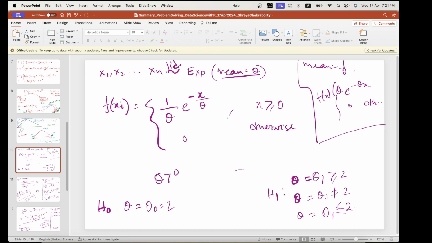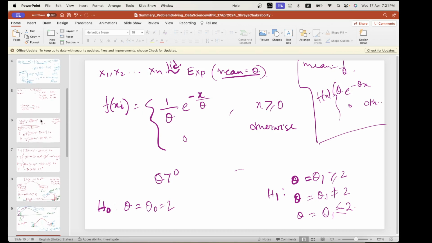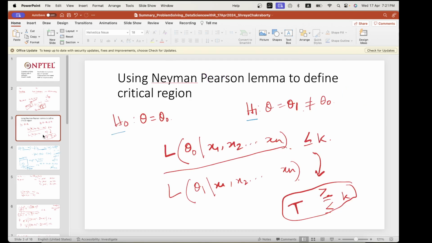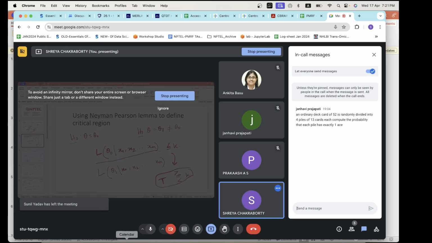Okay, I'll repeat once again for everyone who has joined late. So, Neyman-Pearson lemma is clear to all, right? If not, you can please unmute yourself and tell me if you have any questions. This is a lemma which defines the criteria for getting the most powerful tests. Now, how do I use this criteria to test my hypothesis?